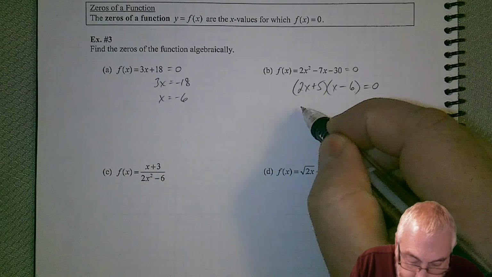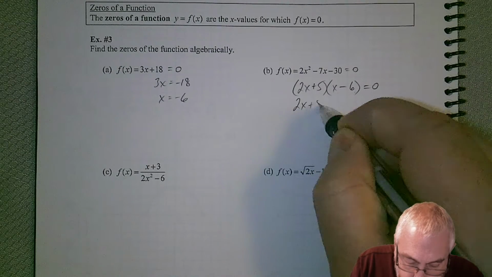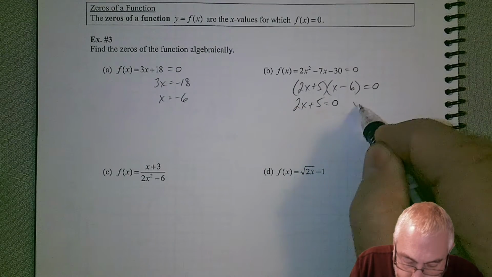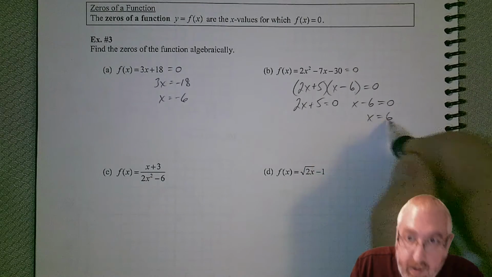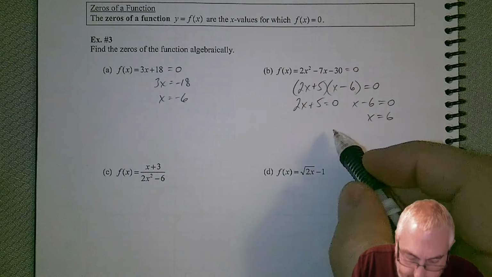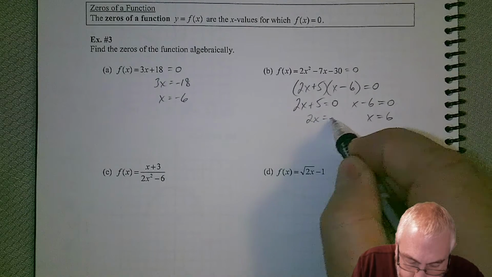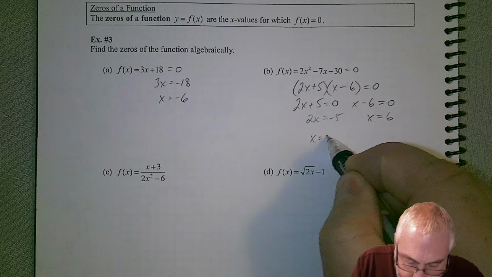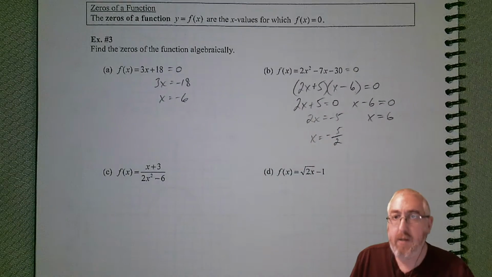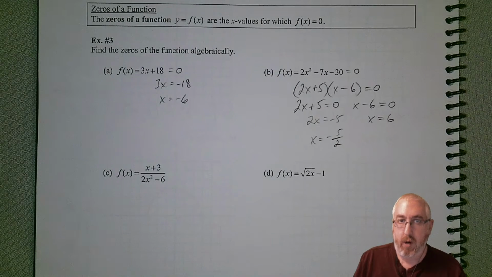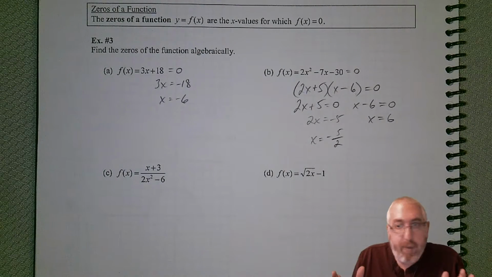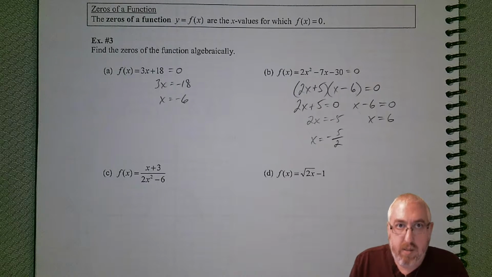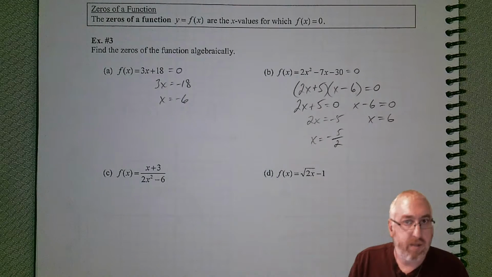All right, so now we can set each of these equal to 0. And we can quickly see that that one gives us 6. This one is going to give you a negative 5 halves. And so there's our 2 zeros. So again, all we're looking for is the x values. We don't care about an ordered pair or anything like that. Just zeros are x values, and that's it.